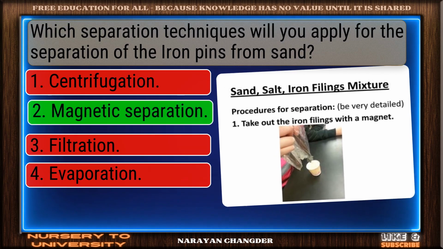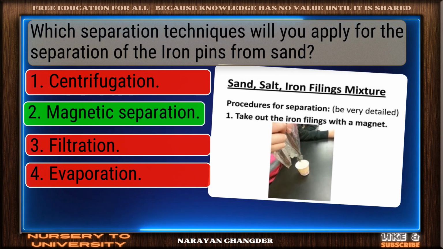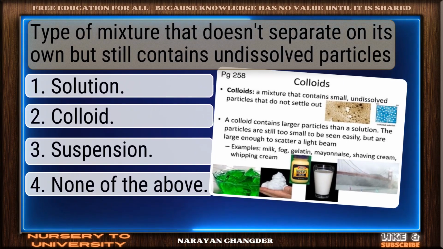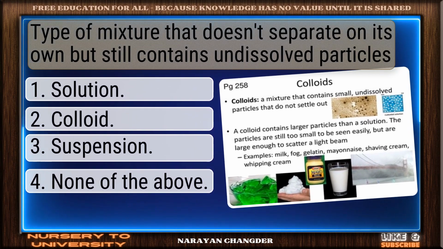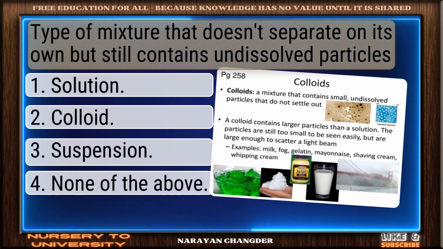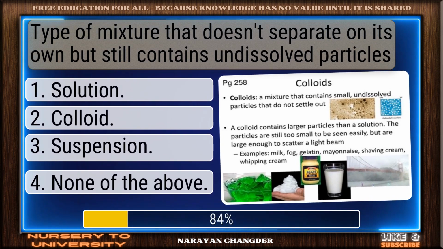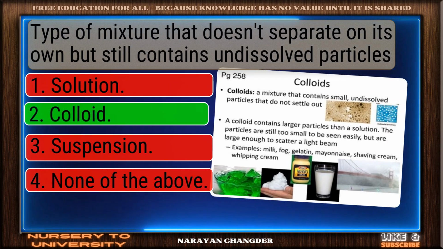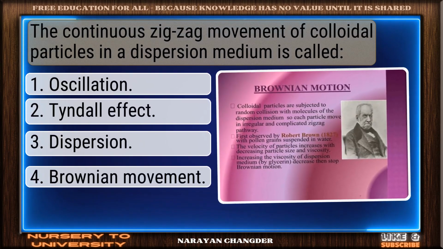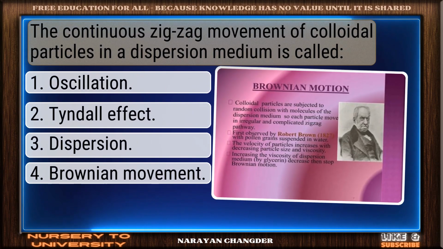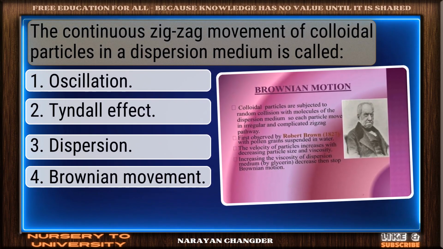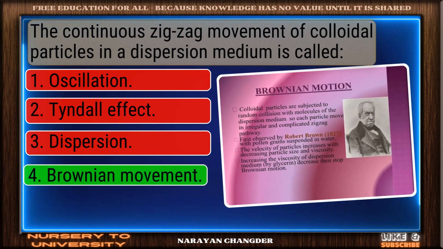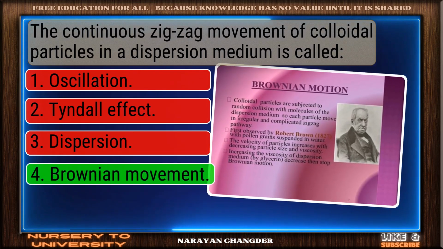Smart pick. Magnetic separation is the correct choice. Question number 58. Type of mixture that doesn't separate on its own but still contains undissolved particles. Sharp thinking. Colloid is the right choice. Question number 59. The continuous zigzag movement of colloidal particles in a dispersion medium is called. Well picked. Brownian movement is the correct answer.